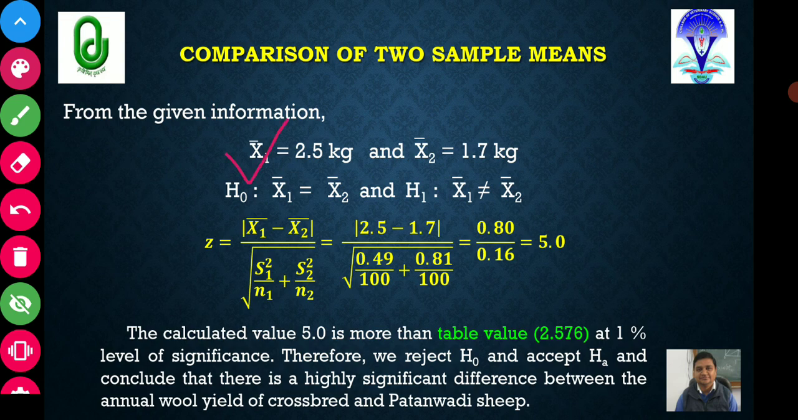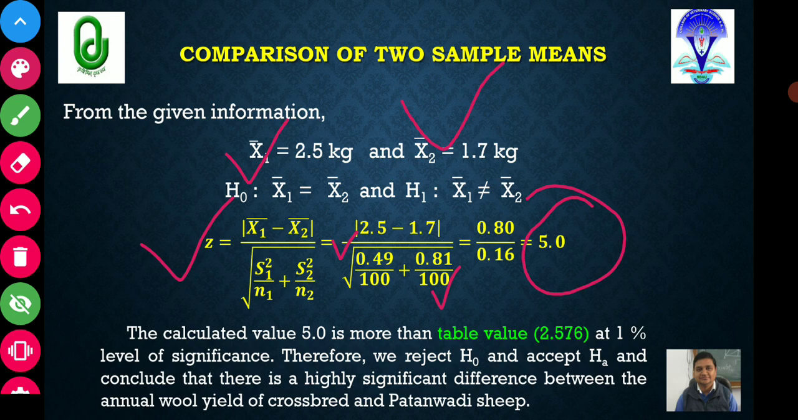So x1 bar is 2.5 kg because summation x was 250 kg, and it should be divided by 100, so it will be 2.5 kg. x2 bar is 1.7 kg. Now you just put the values in this formula, 2.5 minus 1.7, and this is the way we get the standard error. Now the calculated value of z we get is 5. So the calculated value 5 is more than the table value.